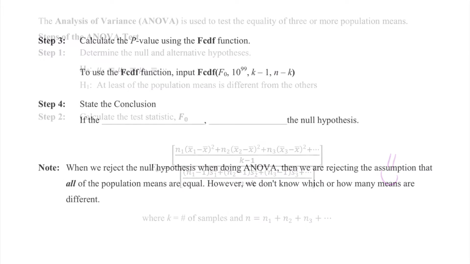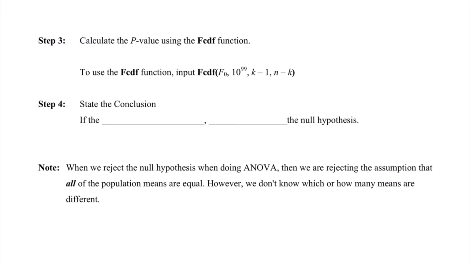If we were doing this by hand, we would find the p-value using the FCDF function, but like we said, we'll have an ANOVA function on our calculators to do this, so you don't have to worry about that too much. Instead, we want to reiterate one more time. If the p-value is less than alpha, hopefully by now we know to reject the null hypothesis. And then note, when we reject the null hypothesis when doing an ANOVA test, we are rejecting the assumption that all of the population means are equal. However, we don't know which or how many means are different. That's not really what we're assessing. We're just saying that at least one of them is different.